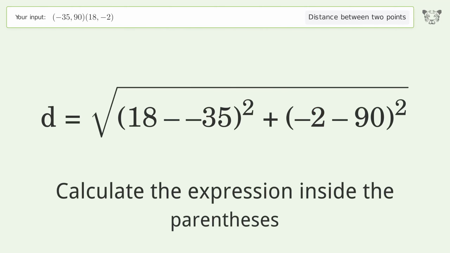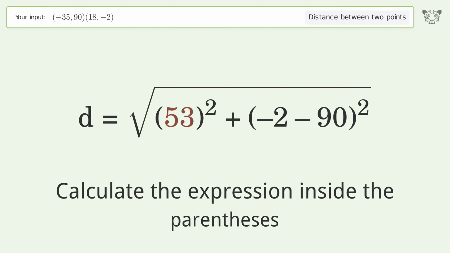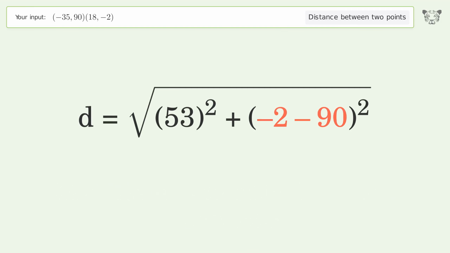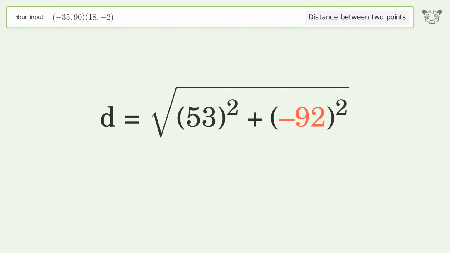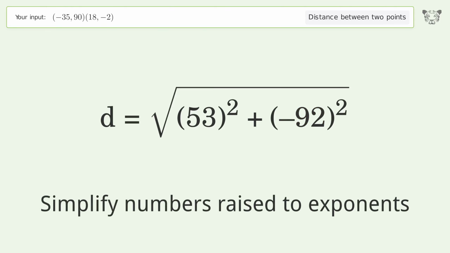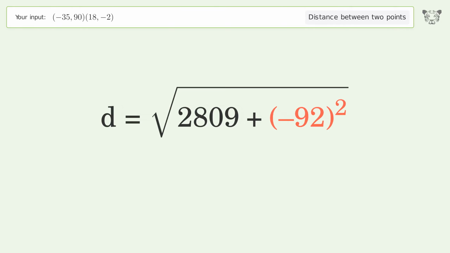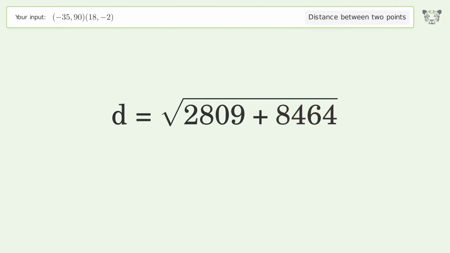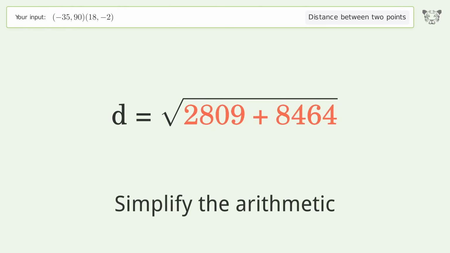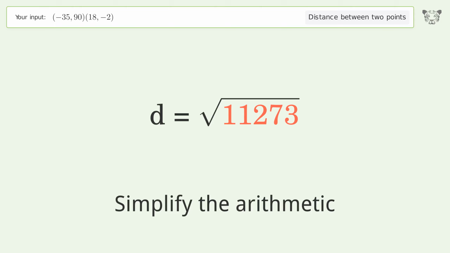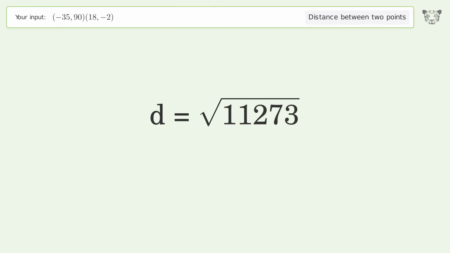Calculate the expression inside the parentheses. Simplify numbers raised to exponents. Simplify the arithmetic. And so the distance between the 2 points is the square root of 11,273, or 106.174.